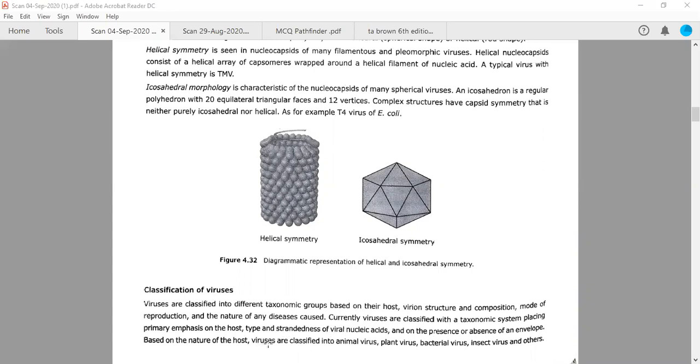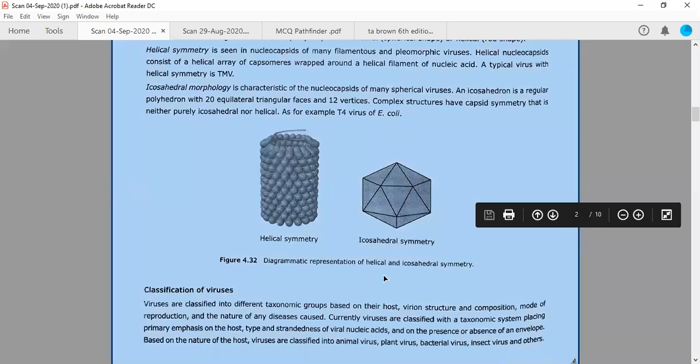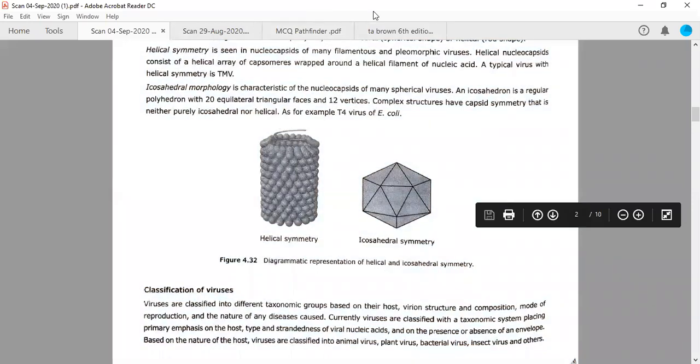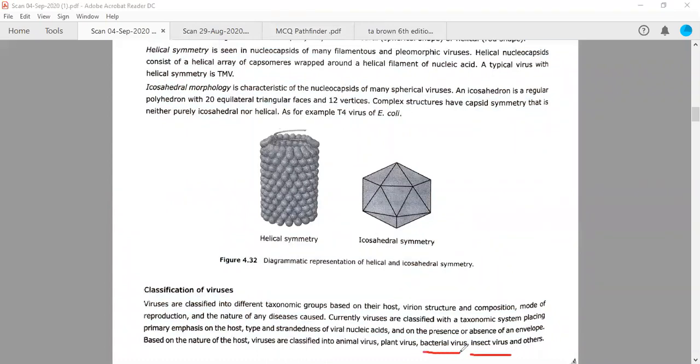Based on the nature of host, viruses are classified into animal viruses, plant viruses, bacterial viruses that are bacteriophages, and you can also classify them into the insect viruses that are called baculoviruses, as I told you in yesterday's class. Plant viruses are generally caulimovirus and Gemini virus, for example. Animal viruses, for example, adenovirus. Bacterial viruses, I told you, M13 and lambda phage and other bacteriophages. And baculovirus are insect viruses.